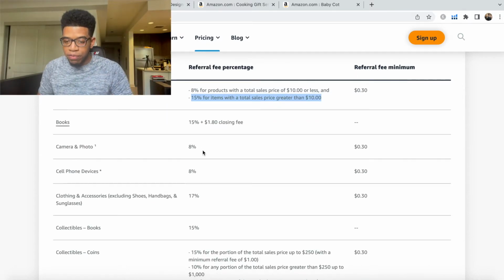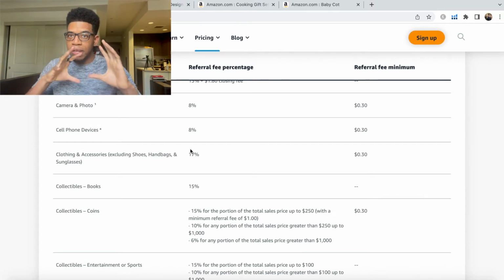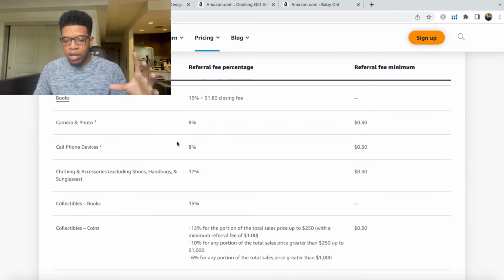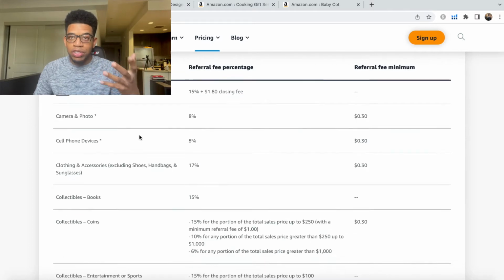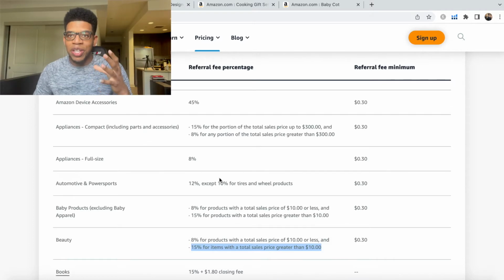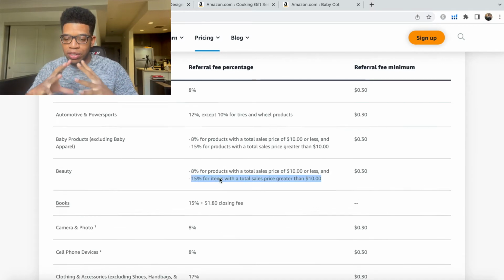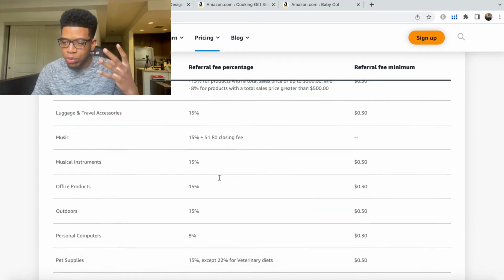Now, camera and photo, cell phone devices, 8%. A lot of times those are going to be slightly more expensive in terms of sale price, so they take less from you. But a lot of the categories like camera and electronics, those types of categories you probably aren't going to be selling in. So just make sure you come to this page and look at your specific category for the item that you're thinking about selling. But once again, the majority of the items will be around 15% as a referral fee.